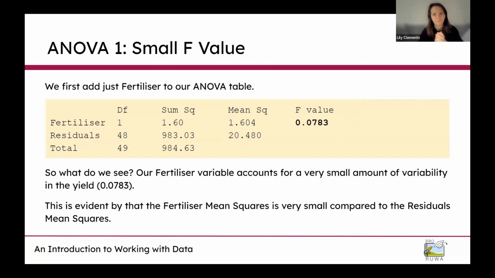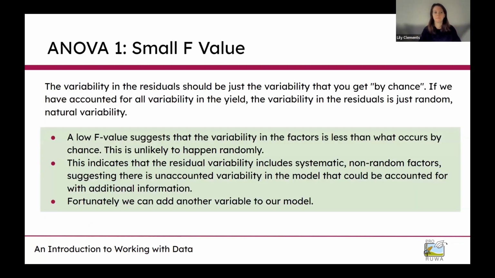So what does this mean? Well, our fertilizer variable accounts for a very small amount of variability in the yield. This is evident in that the fertilizer mean squares is very small compared to the residual mean squares. The variability in the residuals should just be the variability that you get by chance. If we have accounted for all variability in the yield, the variability in the residuals is just random natural variability.